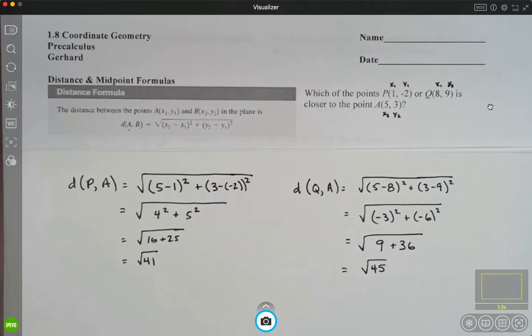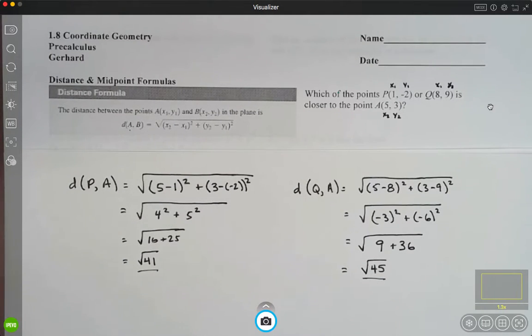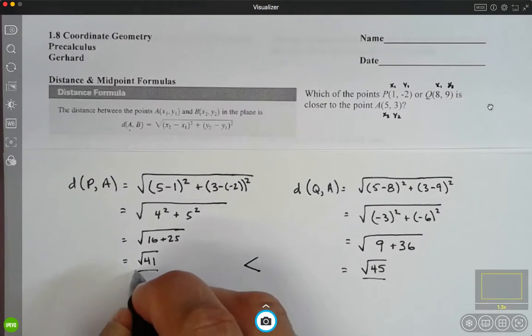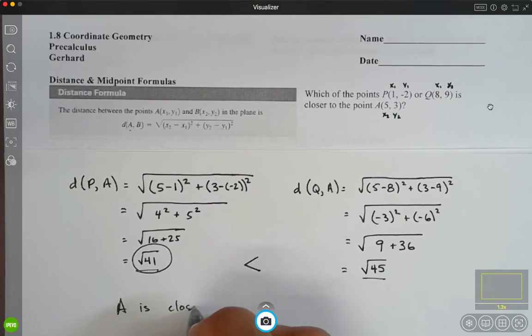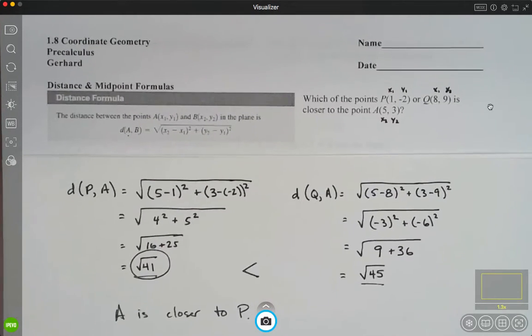So if PA, that distance is the square root of 41, and QA, the distance is square root of 45, this one is farther away, so this A is closer to P. All right, if we wanted to, we could simplify those or carry that out a little bit further.